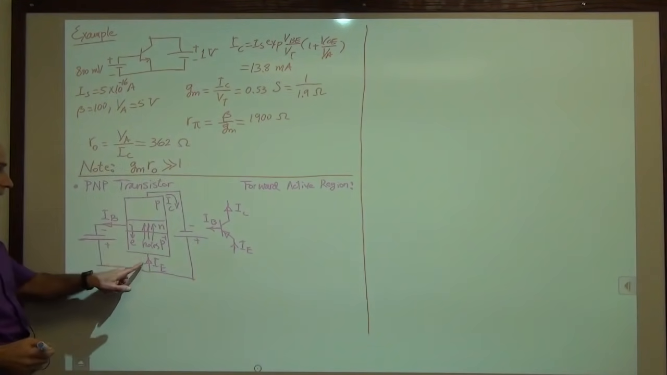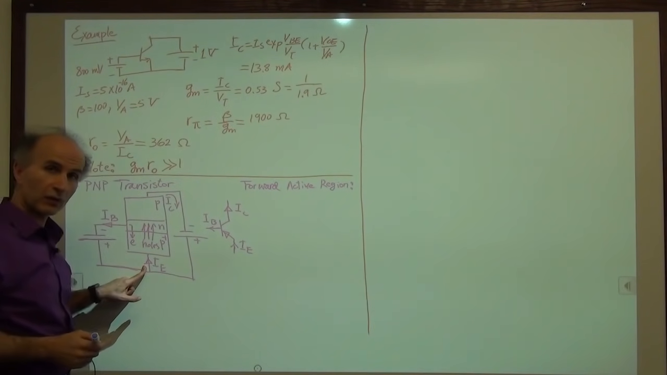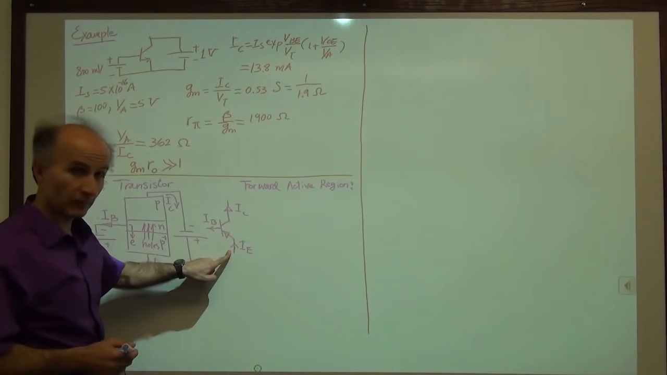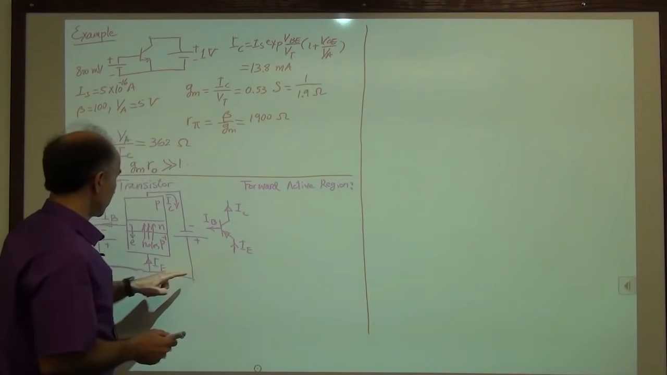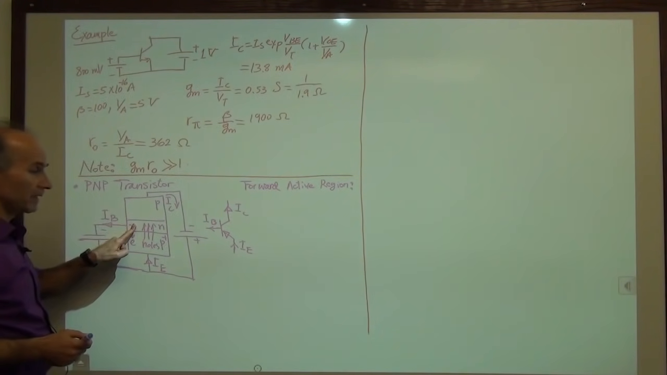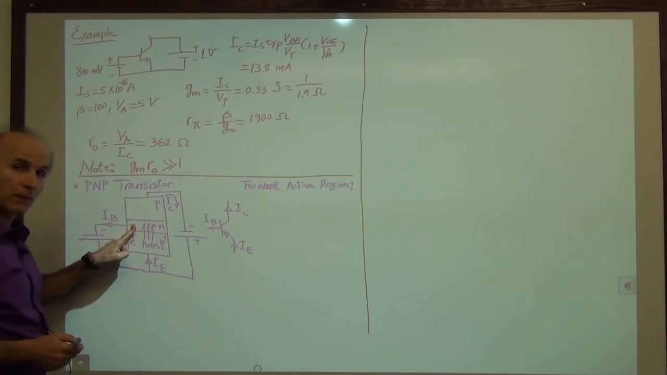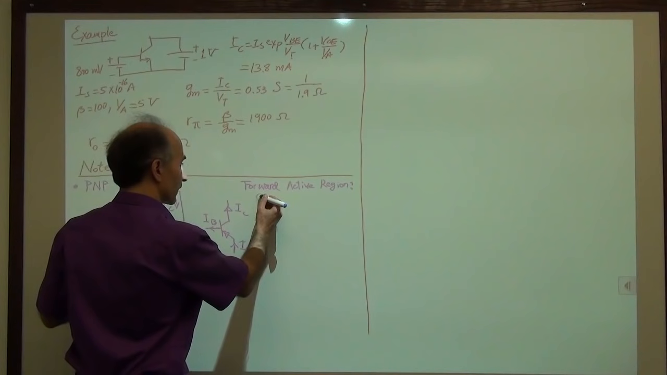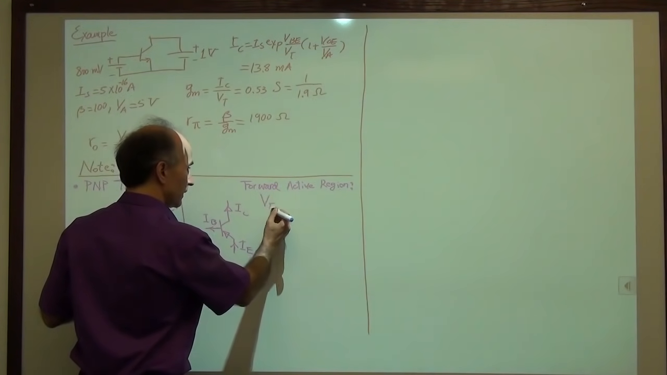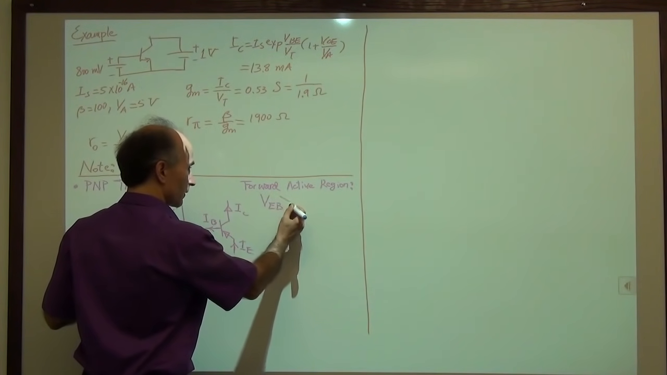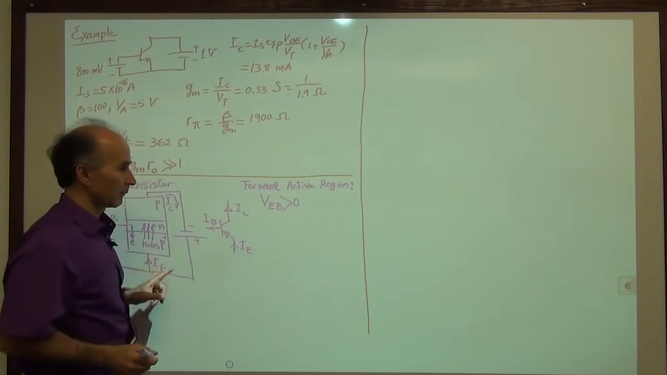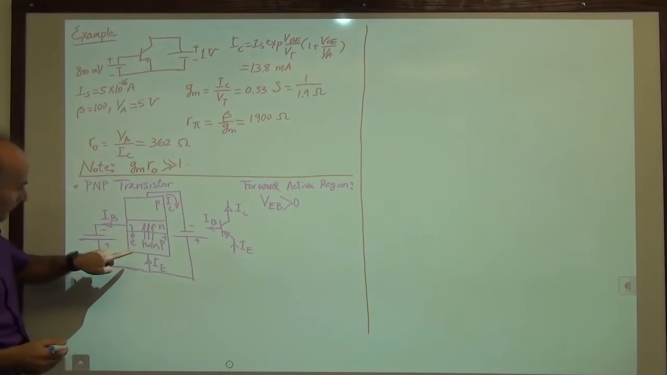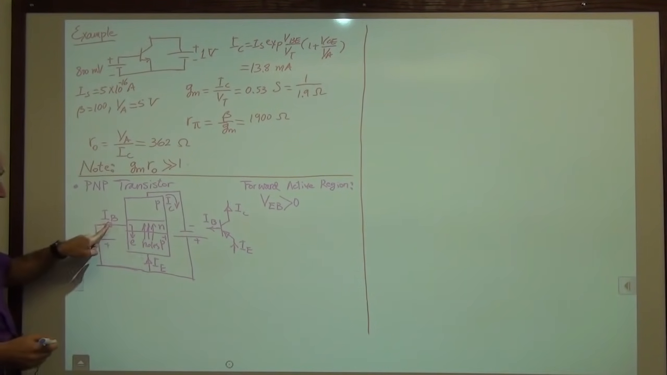The base emitter junction must be forward biased. That means that the base voltage should be more negative than the emitter voltage. So we write like this: VEB must be greater than zero, meaning that the emitter has to be more positive than the base.